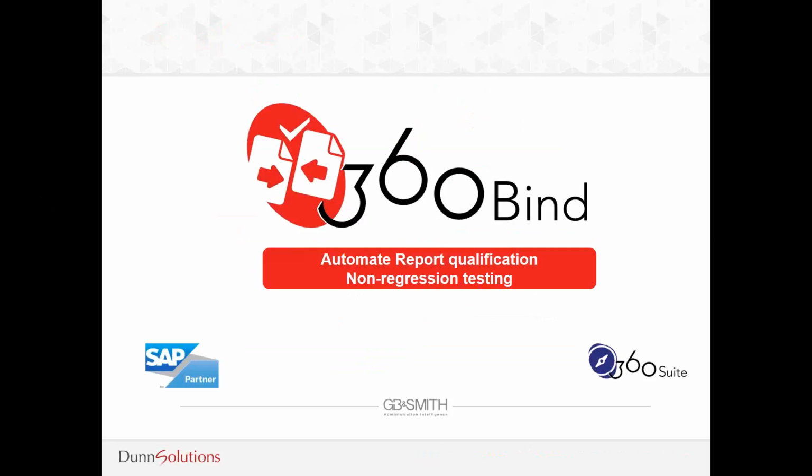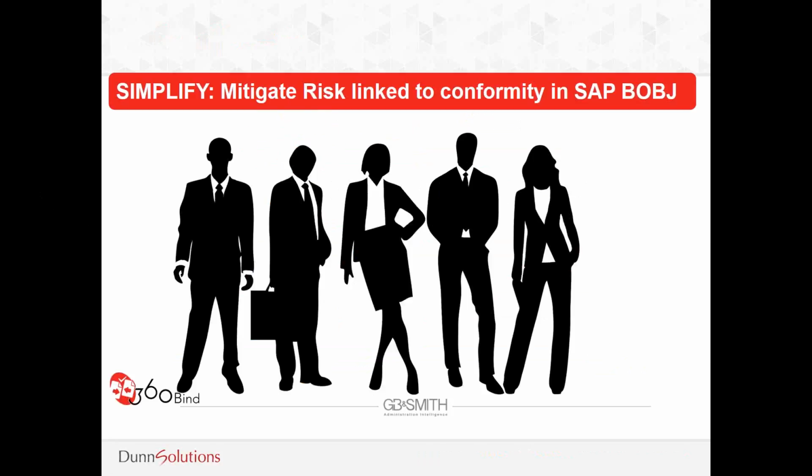So 360 Bind by GB&Smith: automate your report qualification and non-regression testing. In today's very, very connected world, customers are trending towards simplification and a work culture focused on only that which is essential. No matter how sexy your dashboard or creative your analytics, you will find reliable, accurate reporting is still fundamentally essential to make critical business decisions and to reduce risk. 360 Bind takes that which is essential and makes it simple.